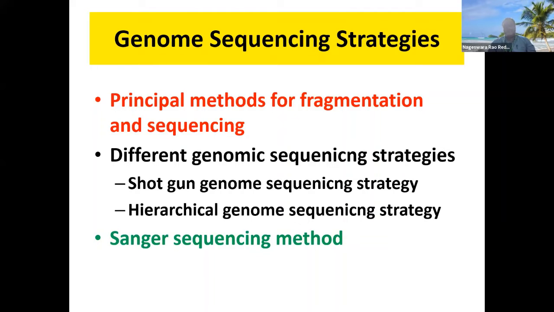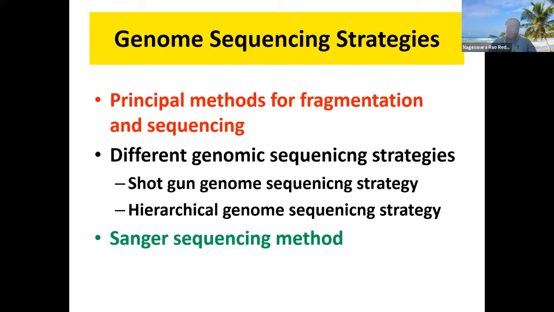Okay, and these 3 steps are the foundation for 2 different strategies. The first one is the shotgun genome sequencing strategy, and the second one is the hierarchical genome sequencing strategy. And we know the difference between these 2. In the first, we sequence the genome by breaking it randomly. Second step is cloning those random fragments in suitable vectors. And third step is sequencing them using Sanger's method. This is what we followed for the shotgun genome sequencing strategy. In simple terms, 3 steps.